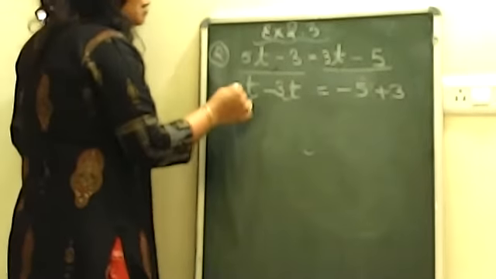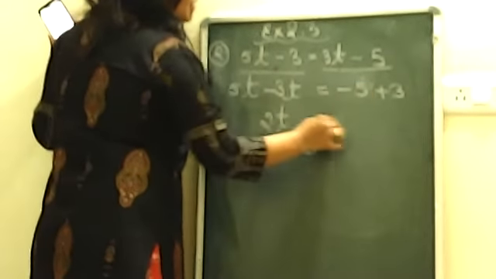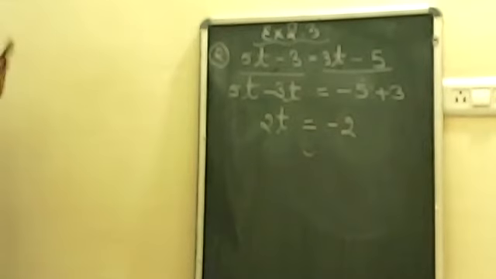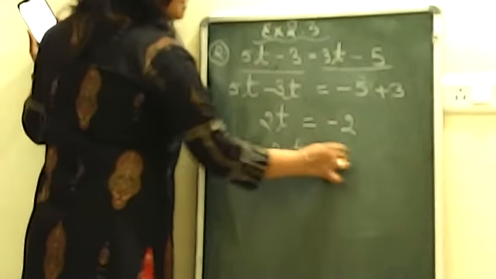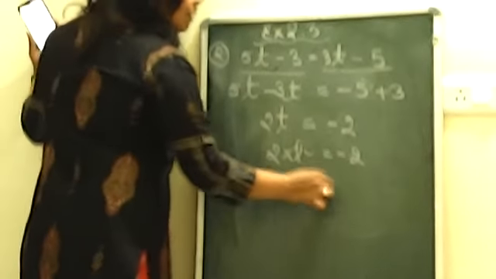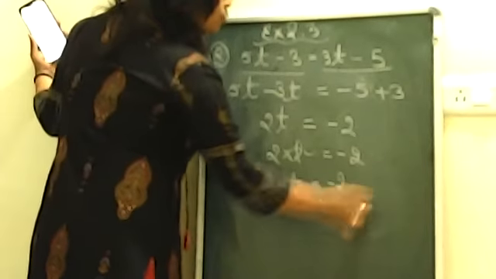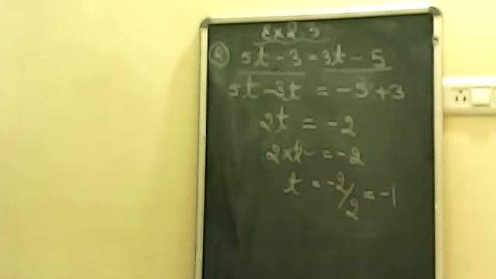Now just you need to solve it. 5t minus 3t will give us 2t, and minus 5 plus 3 will give us minus 2, because 5 is a greater number. Okay? Now just you know that 2t means 2 into t, and this is minus 2. Now when you solve it, t will be here only, and minus 2 divided by minus 2 will give us minus 1. So in this particular question, the solution of this t is minus 1.